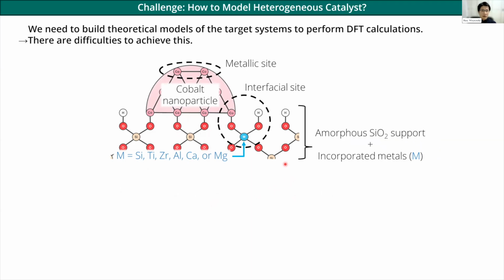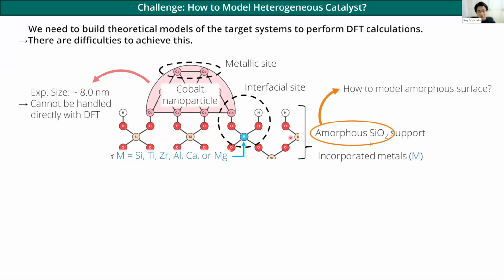So we would like to perform DFT calculations for this catalytic system, but then we need to build theoretical models of the target system, and there are difficulties in achieving this. For example, this is the target catalytic system. For the metal cobalt nanoparticle, the experimental particle size of the cobalt is about 8 nanometers. That means it is super large for DFT calculations, so we cannot handle this size of metal nanoparticle directly with DFT.